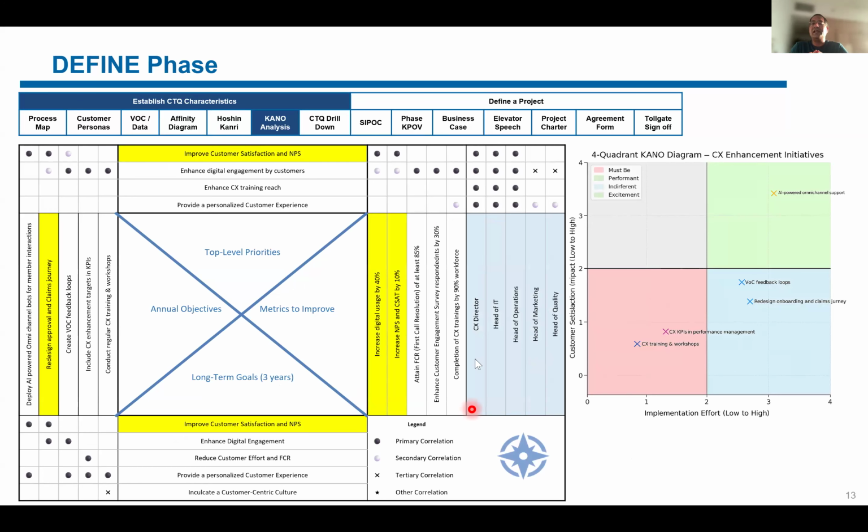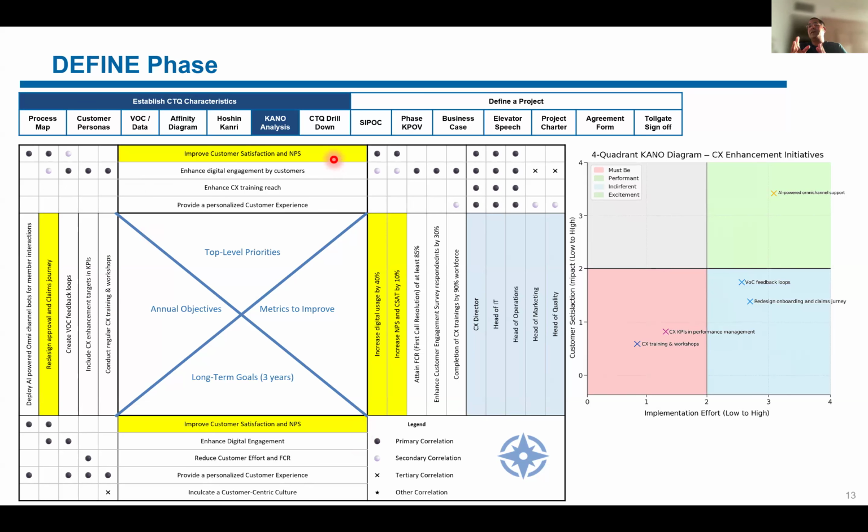What you see highlighted in yellow, the row saying improve customer satisfaction and NPS, is one of our long-term visions or goals for the organization. The annual objective is also aligned, which you see as redesign the approval and claim process journey because that has the largest impact on NPS. The top level priority for this year also is to improve the customer satisfaction and NPS, and that has given us very clear goals, which you see on your right: metrics to improve are increasing the digital use by 40% and increasing the NPS and CSAT by 10%.